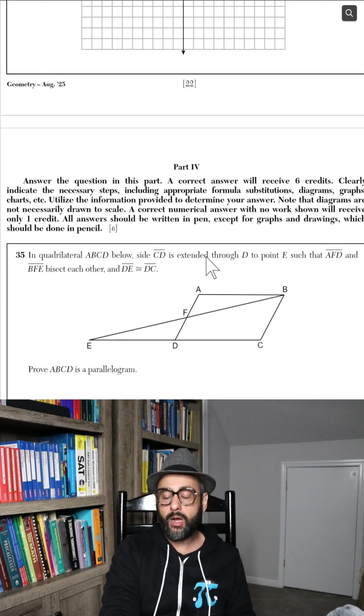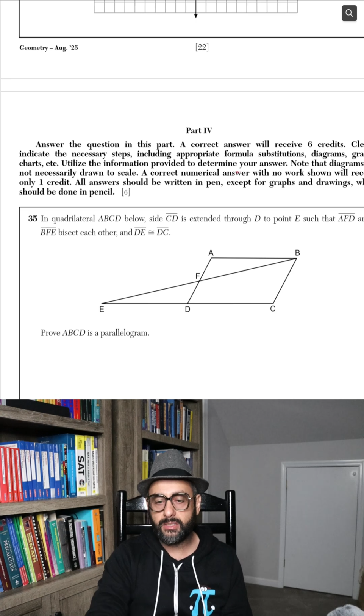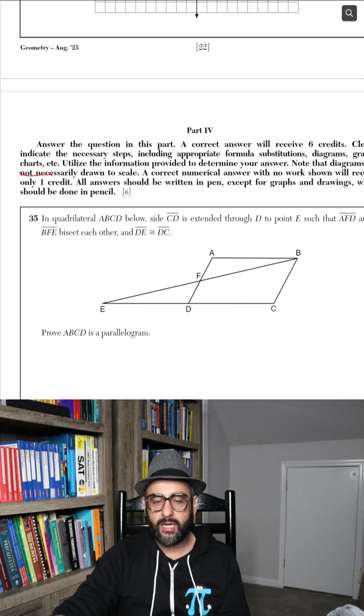So now, on this problem, we are going to cross out the words "not necessarily drawn to scale." Where is it? "Not necessarily." Once again, cross it out again and put "almost definitely."